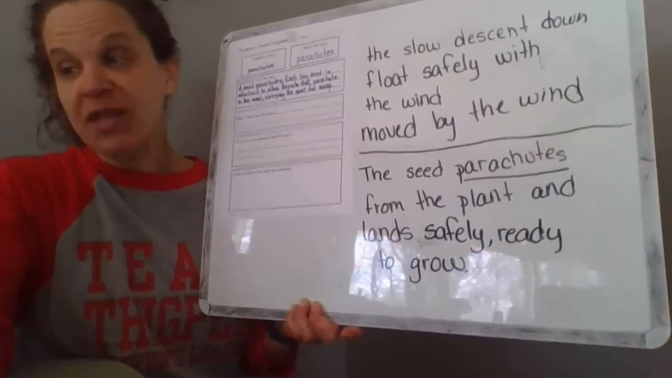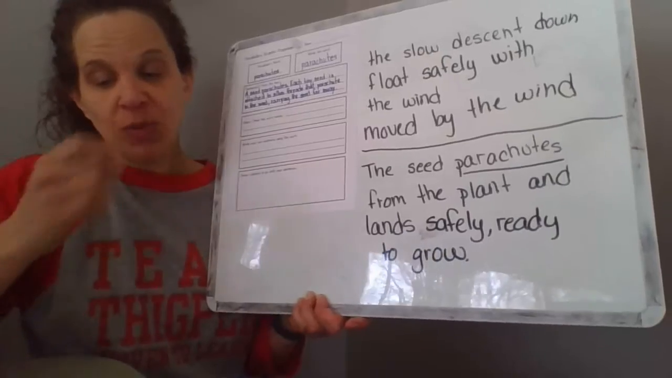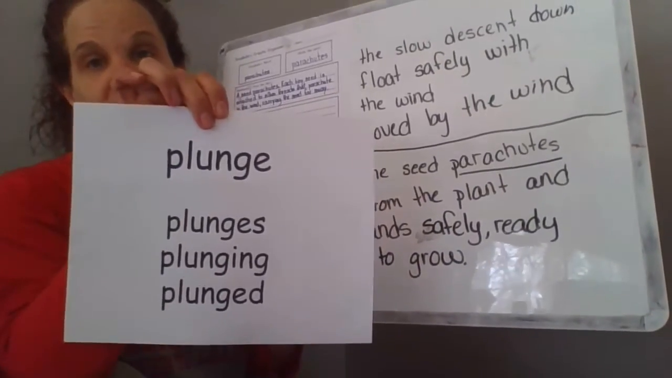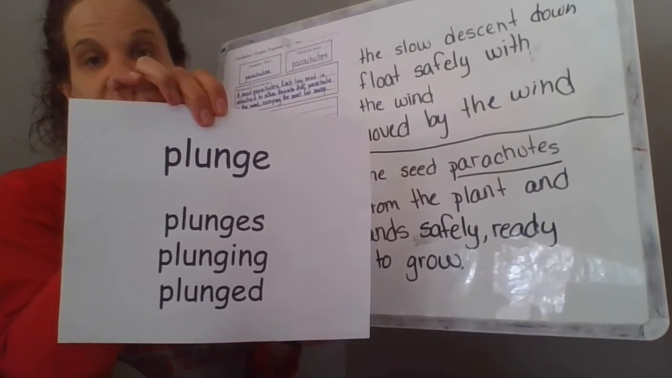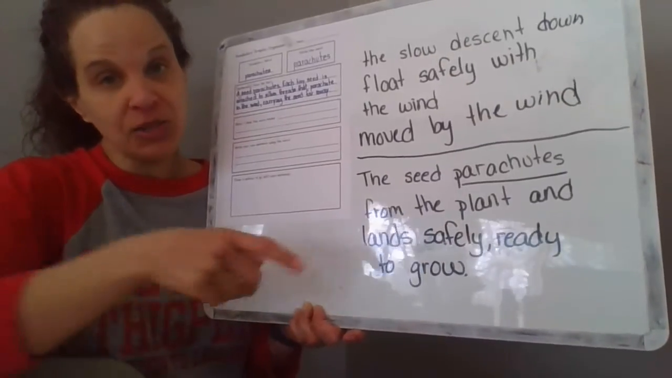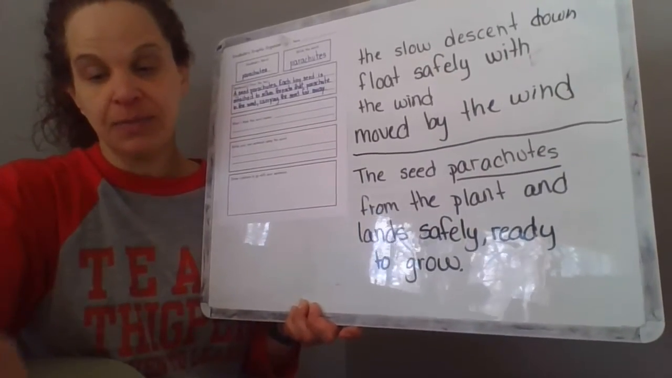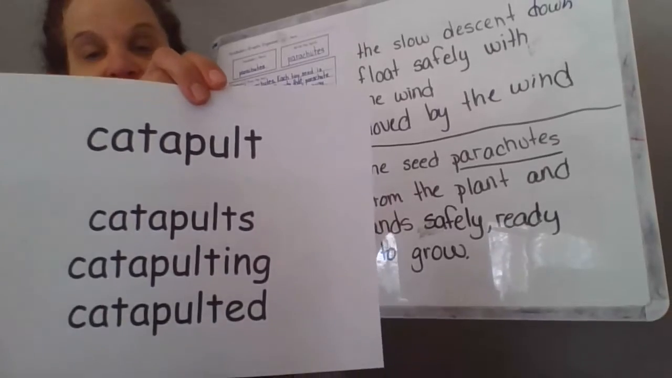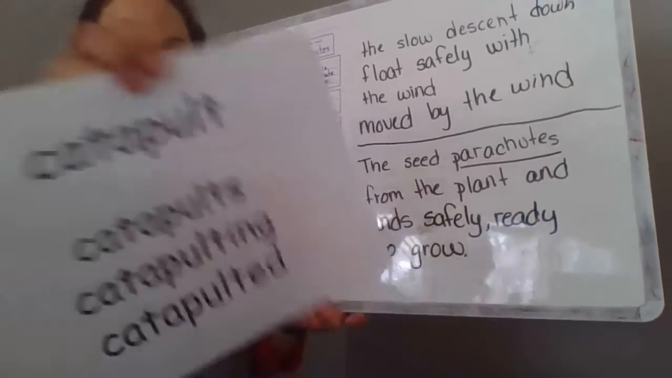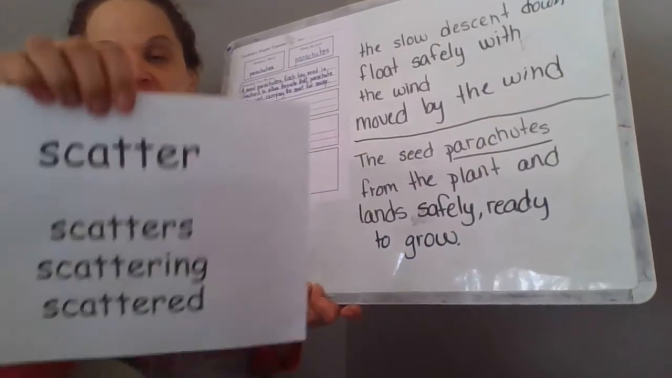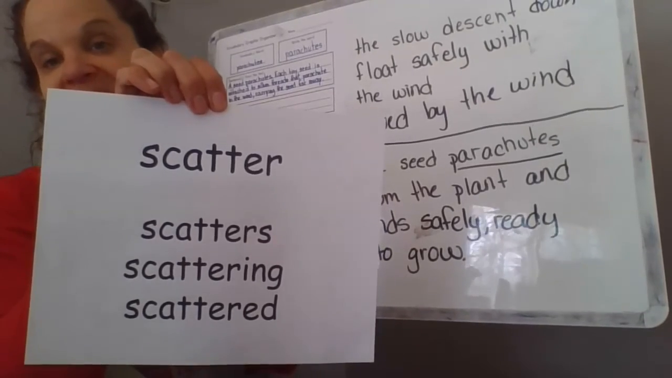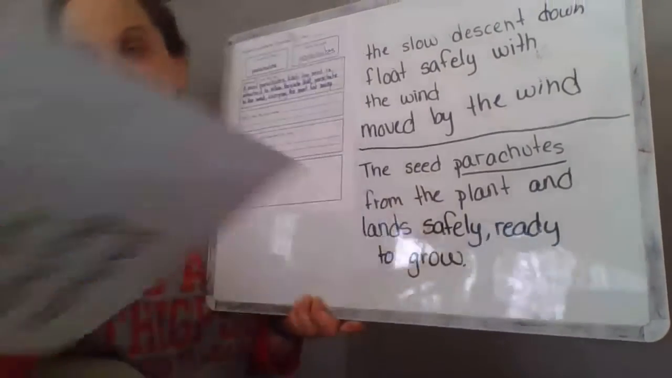So again, over the next couple of days, you're going to be working with some of your vocabulary words. Remember, we're going to work on plunge, plunges, plunging, or plunged, knowing that you may need to use different word endings so it makes sense in your sentences. You'll also work on catapult, catapults, catapulting, and catapulted. And then finally, at the end of the week, you're going to work on scatter, scatters, scattering, or scattered.